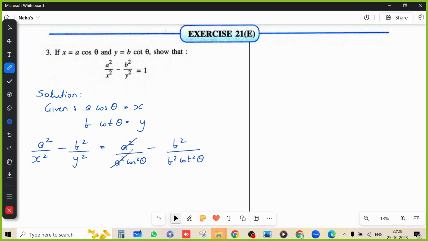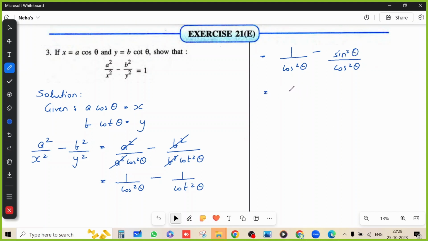Now here a square will get cancelled out in the numerator and denominator, and similarly b square will get cancelled out in the numerator and denominator. So we are left with 1 divided by cos square theta minus 1 by cot square theta. Now we will change the cot square theta given here in the form of sine and cos. So it can be written as 1 divided by cos square theta minus cos square theta by sine square theta will become cos square theta here and sine square theta in the numerator.